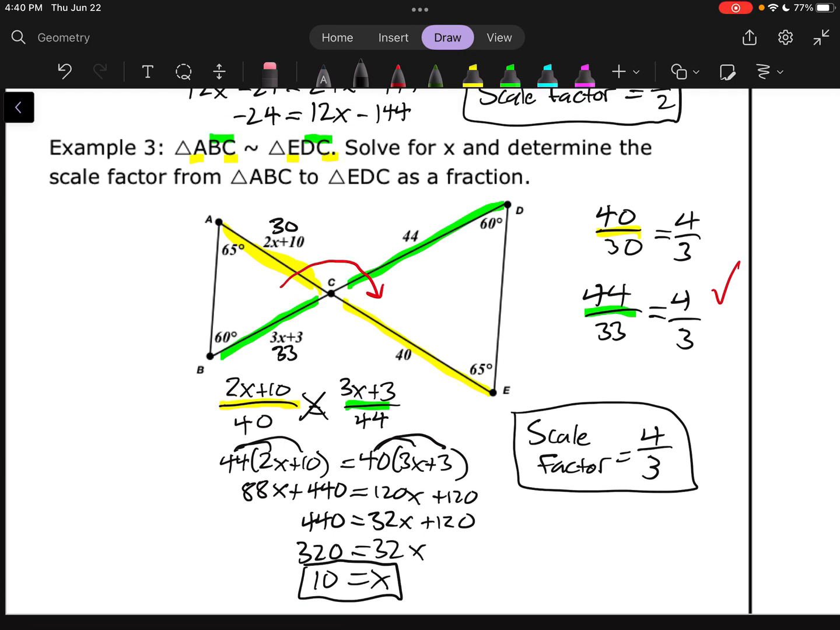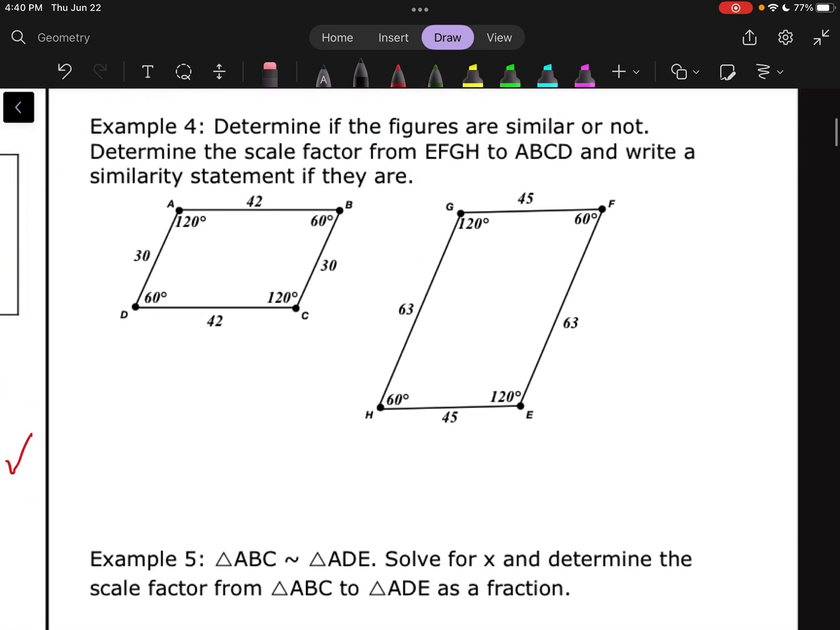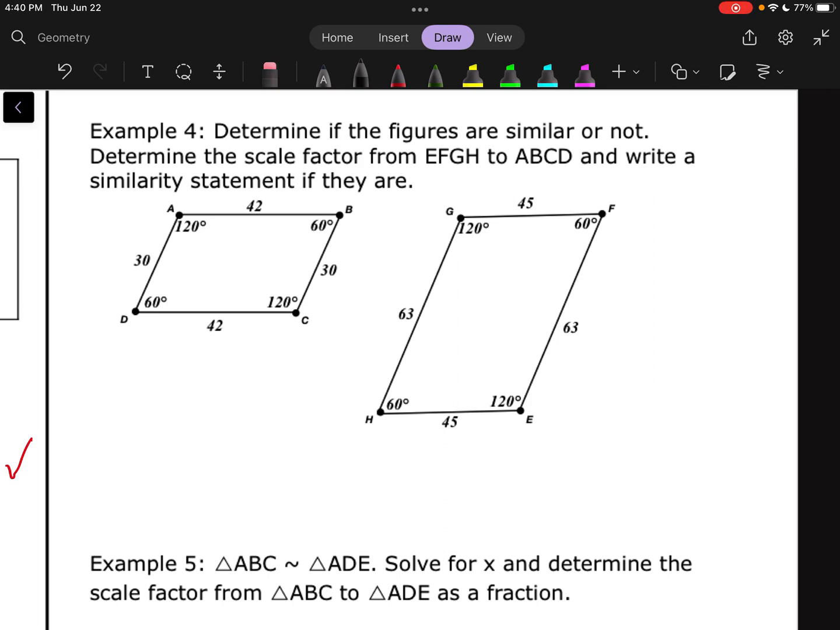Okay. Let's check out example 4 on the top on the inside here. Determine if the figures are similar or not. Okay, so we needed to check if they're similar. And then we want to determine the scale factor and write a similarity statement. Okay. So to check if things are similar or not, at this point in the game, we know that similar figures have congruent angles and they have sides whose corresponding ratios are equal. So let's check those angles first.